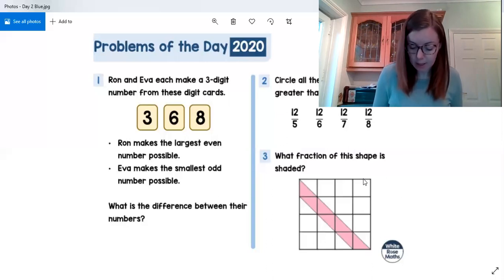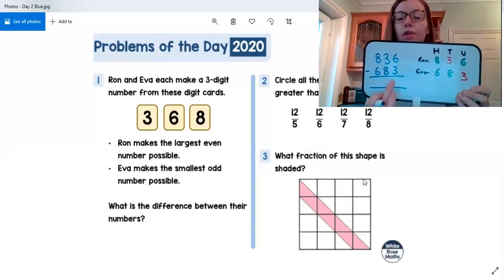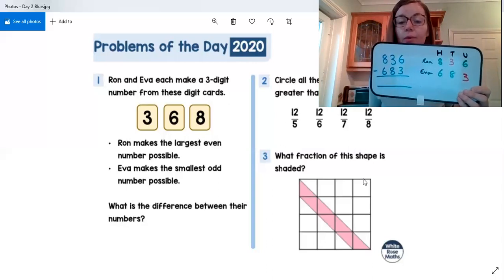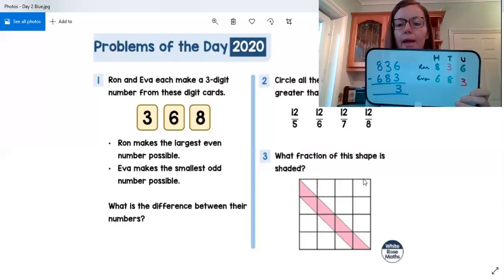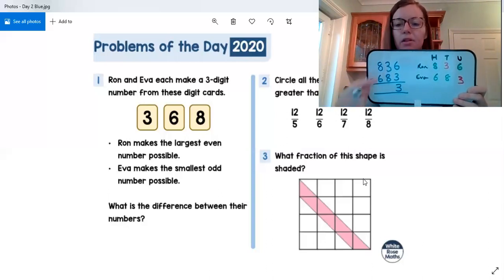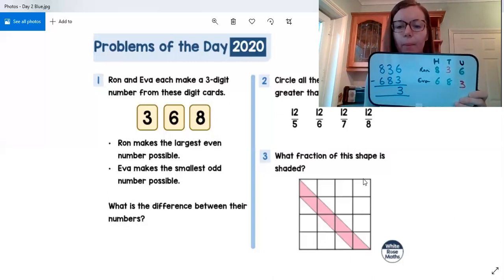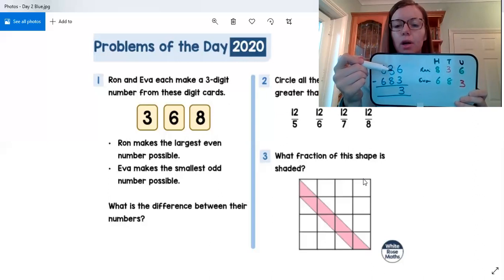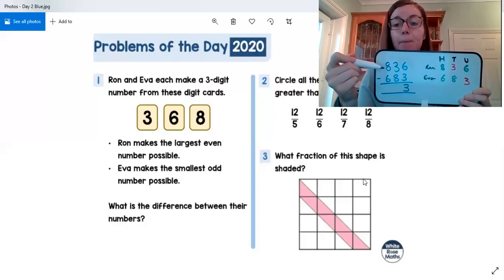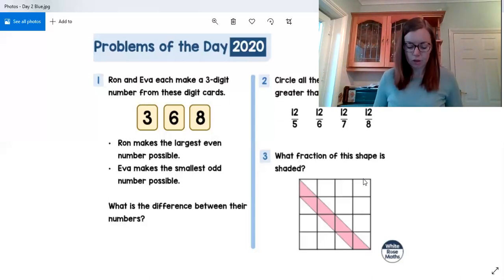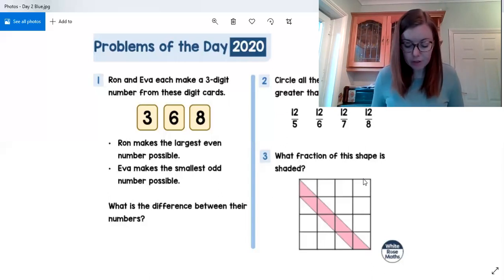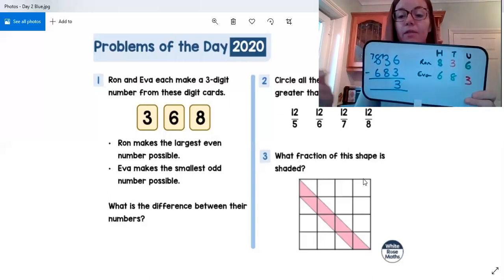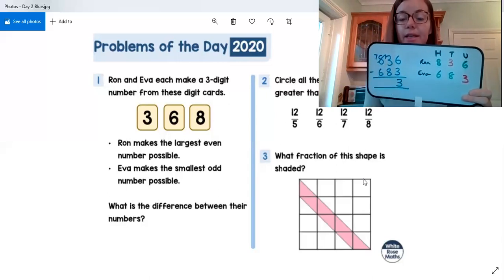836, take away 683. And again, we know that we start with the units column. So 6 take away 3 is 3. 3 take away 8. We've got a problem here because 3 is too small to take 8 away from. So I need to come up the place value to the 8 and borrow 1 or regroup. So I'm going to pinch from that hundreds column, turning it into a 7. I'm going to move the 1 I pinched over. So now instead of having 3 tens, I have 13 tens.